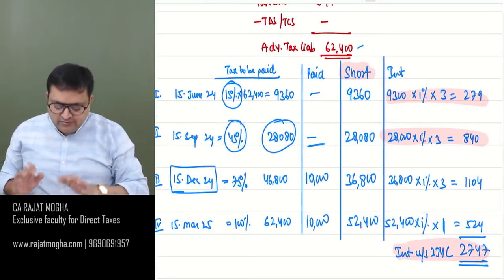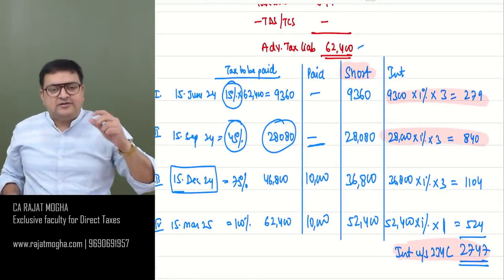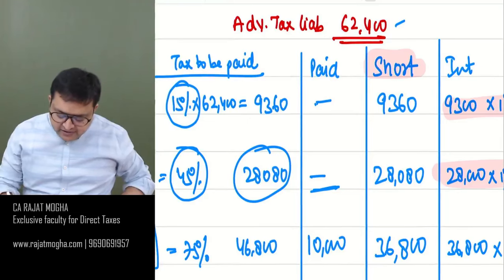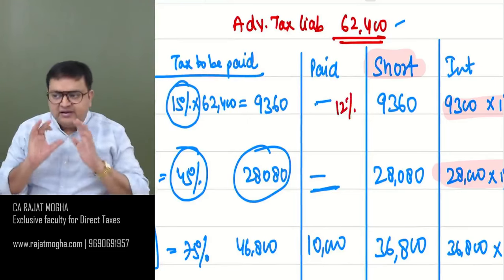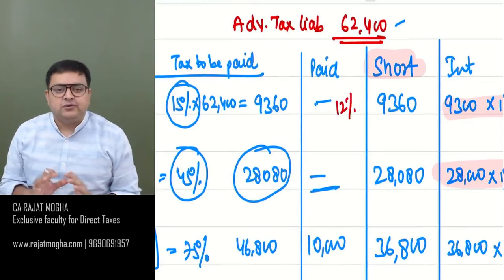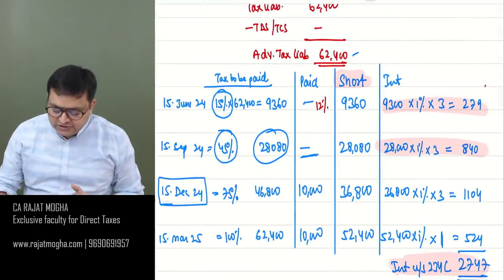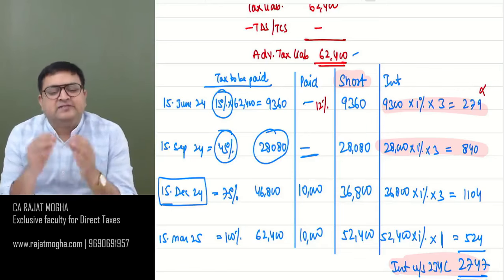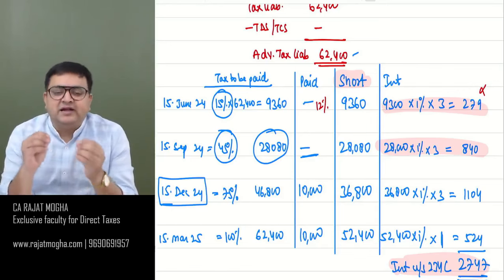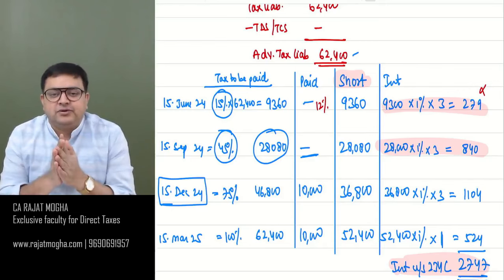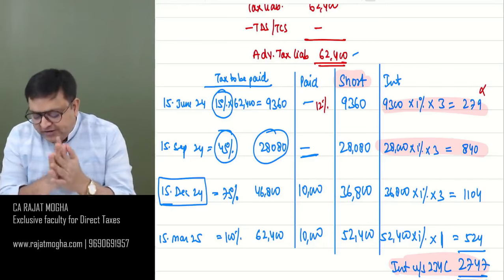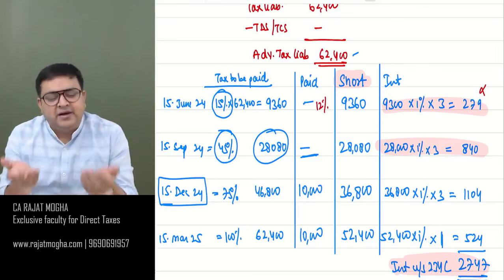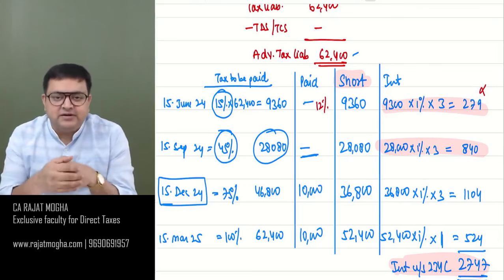In the first two installments, although you are supposed to pay 15%, even if you have paid at least 12%, then we will not charge 234C. At least if somebody has paid 12%, then 234C in the first installment we would have relaxed. But here this guy has not even paid 12%.